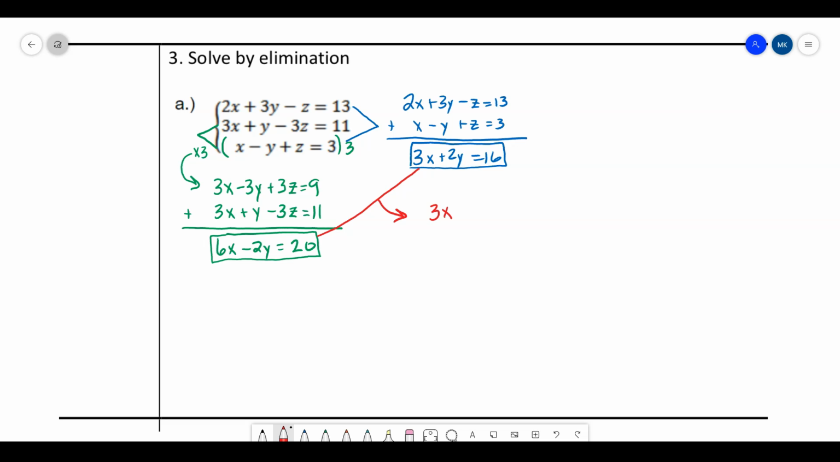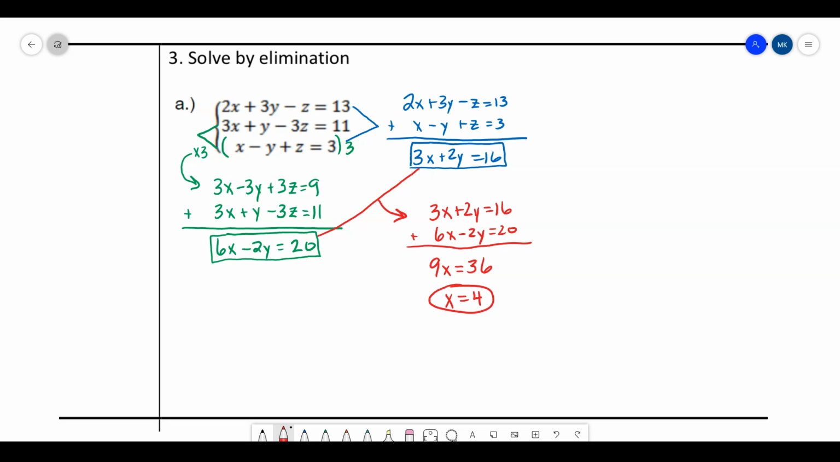So I'm just going to write it again here. So 3x plus 2y equals 16. I'm going to add together with the 6x minus 2y equals 20. And if we add those, we'll get 9x equals 36. And then we can solve for x and get x equals 4.